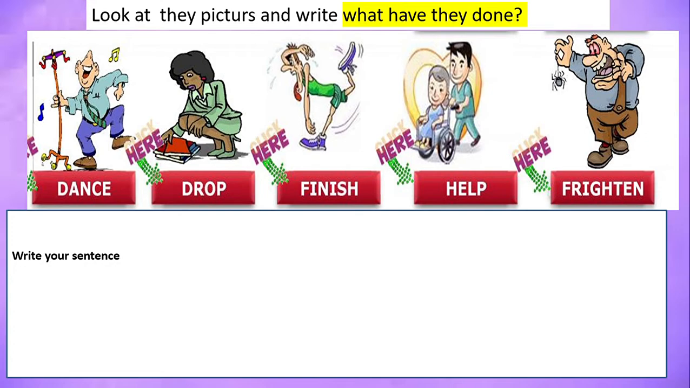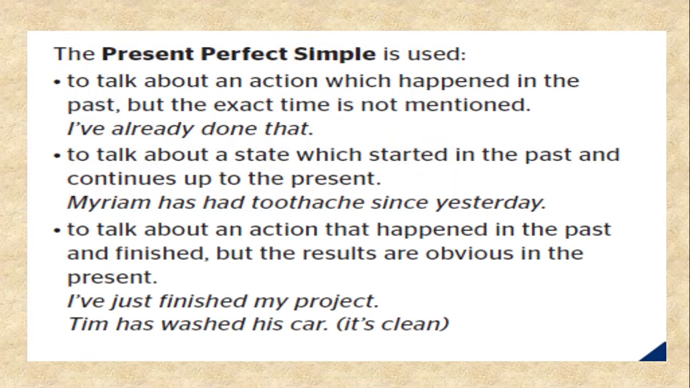To answer this question, I must present the present perfect simple, which is used for many cases. Let's start with the first one: to talk about an action which happened in the past, but the exact time is not mentioned. And here is a basic difference between the present perfect tense and the past simple. There is no time mentioned. For example, I have already done that.